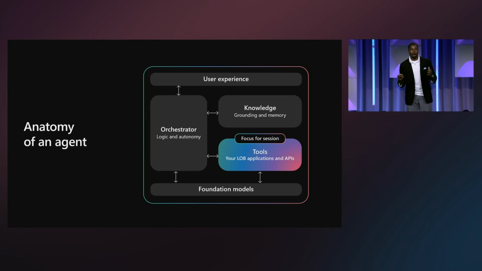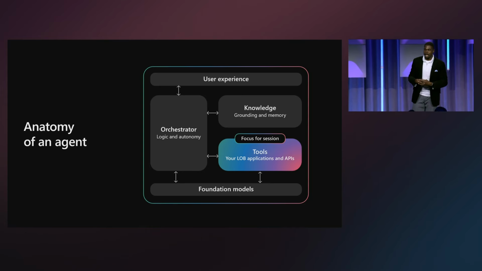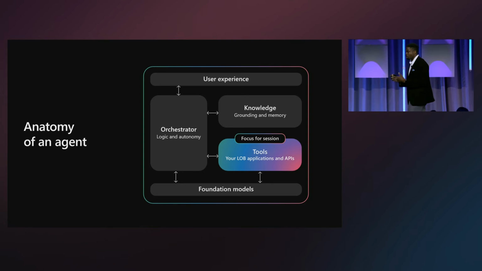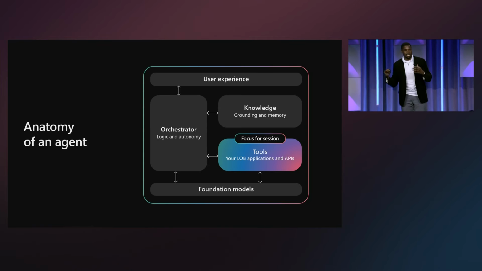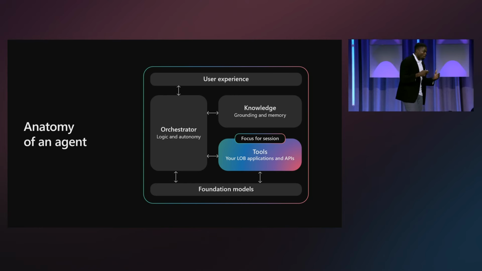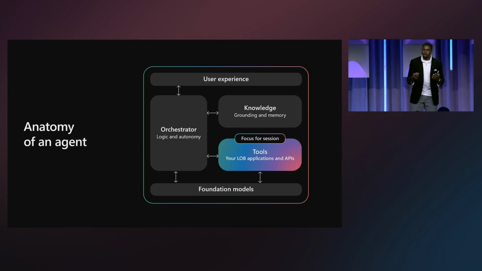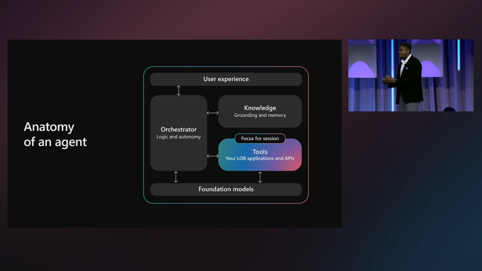Then you have knowledge. Knowledge grounds your agent. These are documents, databases, sources that ground your agent's execution. And then you have tools, which is really the main focus of this session. So I think of knowledge and instructions as a manual for how to build something. But now, figuratively, you need to give your agent the hammers and the nails to actually get that task done. That is where tools come in.